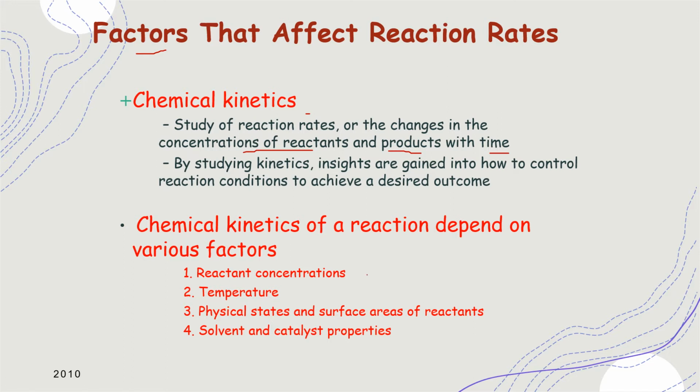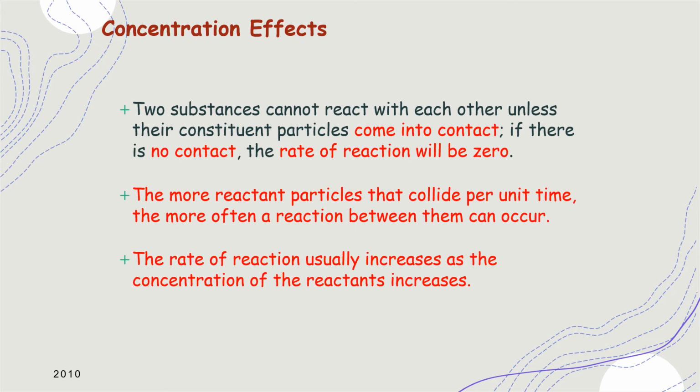Now, there are four factors here which basically control the chemical kinetics of a reaction. One is the reactant concentration, two, the temperature, three, physical states and surface areas of reactants, and four, solvent and catalyst properties. Let's take a look at each of these one by one.